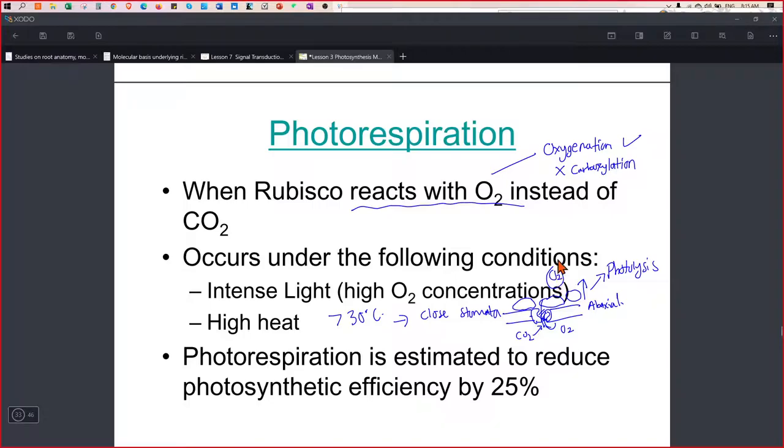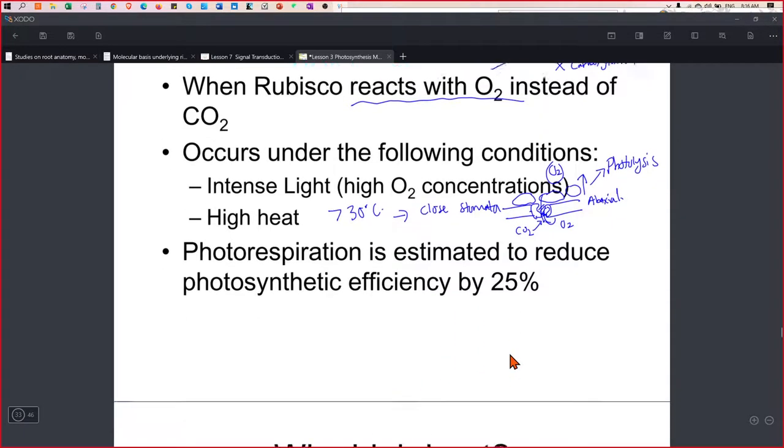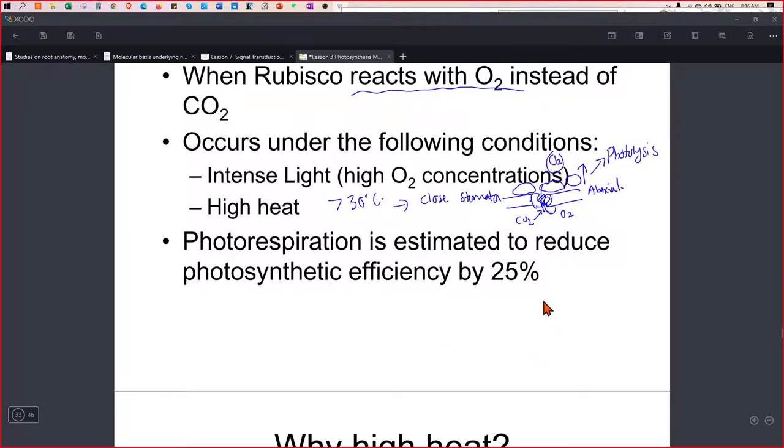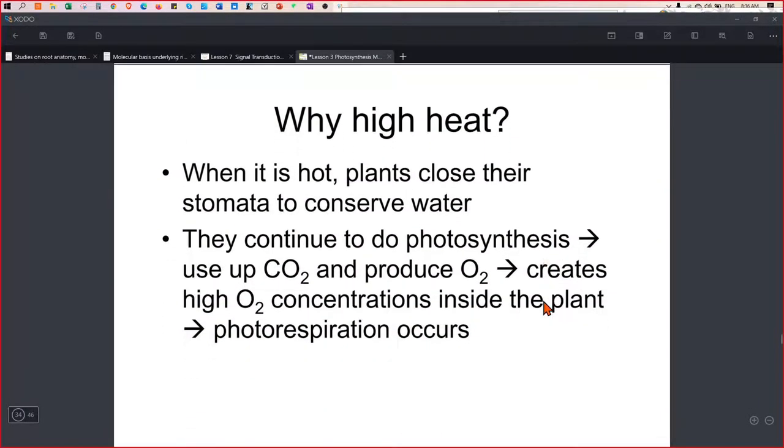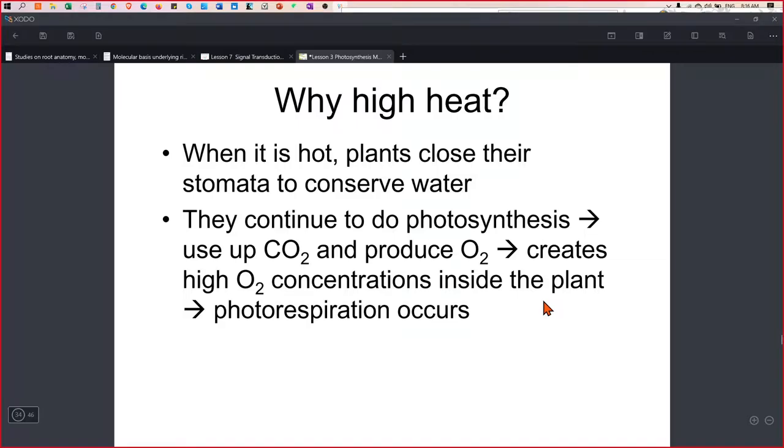Okay, when this happens, we go back to the rubisco now. The oxygenation reaction of rubisco will happen and photorespiration will take place. Okay, it is estimated that when this photorespiration happens, the photosynthetic efficiency is reduced by 25% or even more, okay, depending on the plant species, right? Okay. So why does stomata close? Simply because to conserve water, okay?